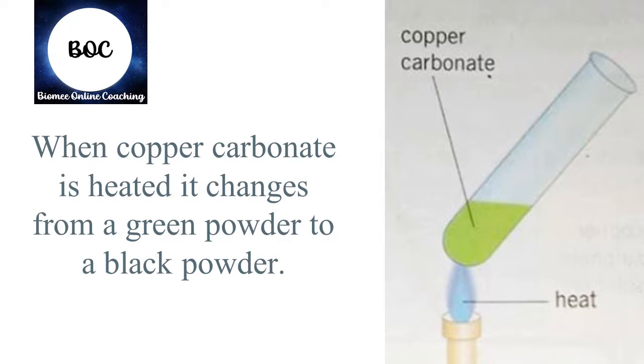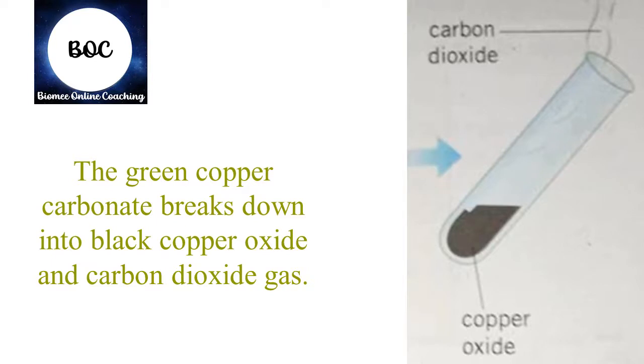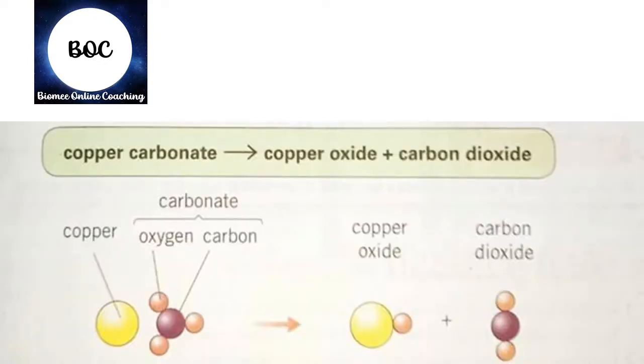As you see in this picture, when copper carbonate is heated, it changes from a green powder to a black powder. The green copper carbonate breaks down into black copper oxide and carbon dioxide gas, as you see in this picture. This is the word equation. Copper carbonate breaks down into two simpler compounds, copper oxide and carbon dioxide.